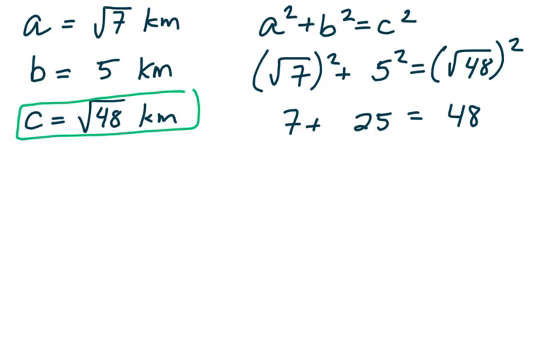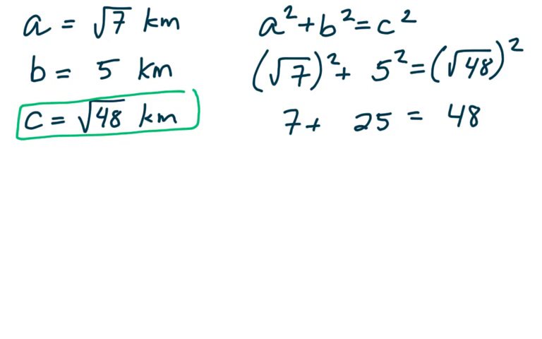We're given three side lengths, the square root of 7, 5, and the square root of 48. The question is, do these side lengths form a right triangle? We're going to answer that question by substituting these values into the Pythagorean theorem, and then checking to see whether the values on the left and right side of the equation are equal.